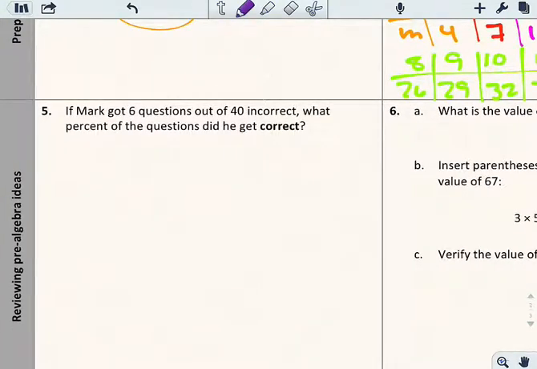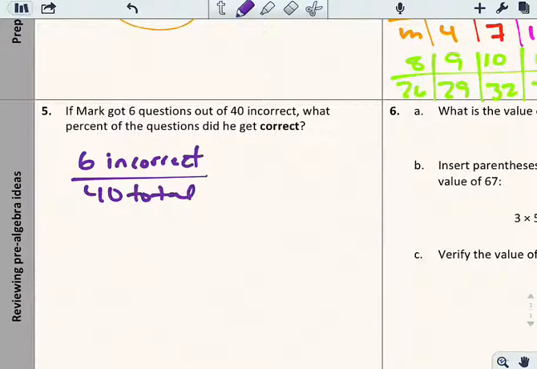Okay, so Mark got 6 out of 40 incorrect. How many did he get correct? What percent of the questions did he get correct? Well, we can do this a couple different ways. And the way I think I'm going to take is to try to figure out what percentage you got incorrect, and then the rest from 100 should be the goal.